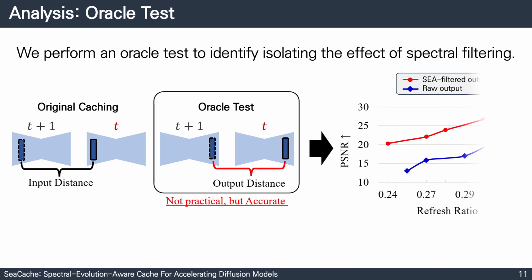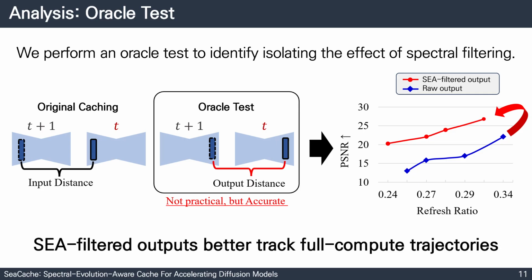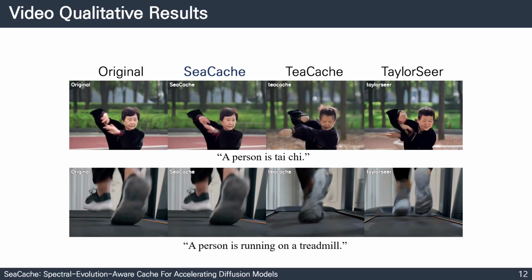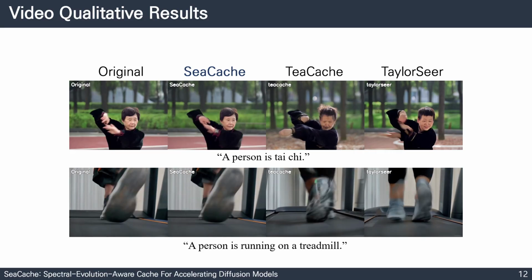The result shows that using SEA-filtered output distance clearly outperforms using raw output distance. This indicates that SEA-filtered output better tracks the full computation trajectory. Now let's look at qualitative results for video generation. Compared to previous caching methods, SeaCache produces output much closer to the original full computation output.